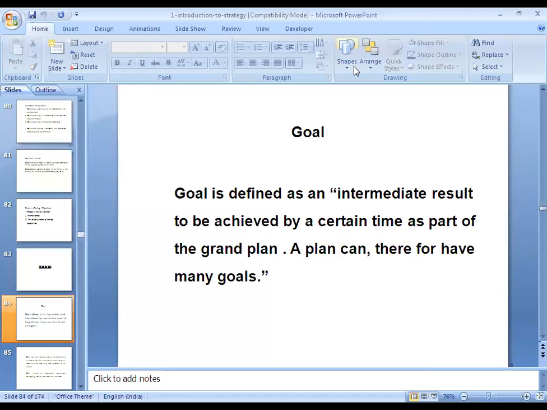Now, just out of curiosity, I'm asking you, how do you interpret objectives and goals? What according to you are objectives, and what according to you are goals? You can go through the statement on what exactly goals are. We have already discussed what exactly objectives are. Any interpretation from your side?